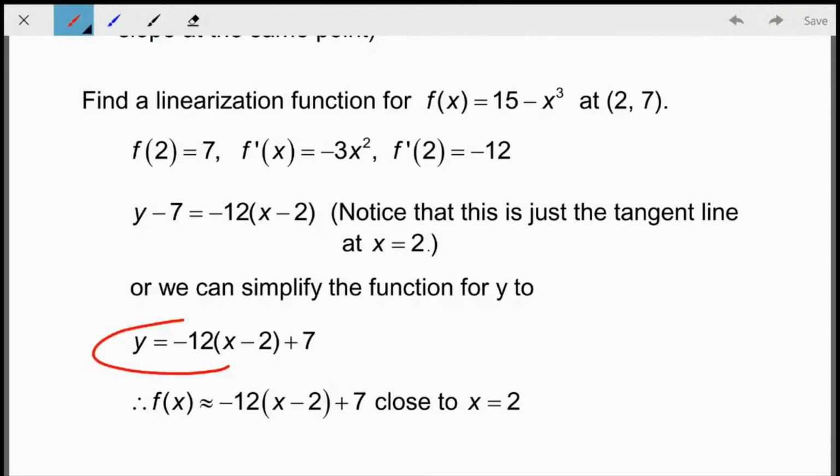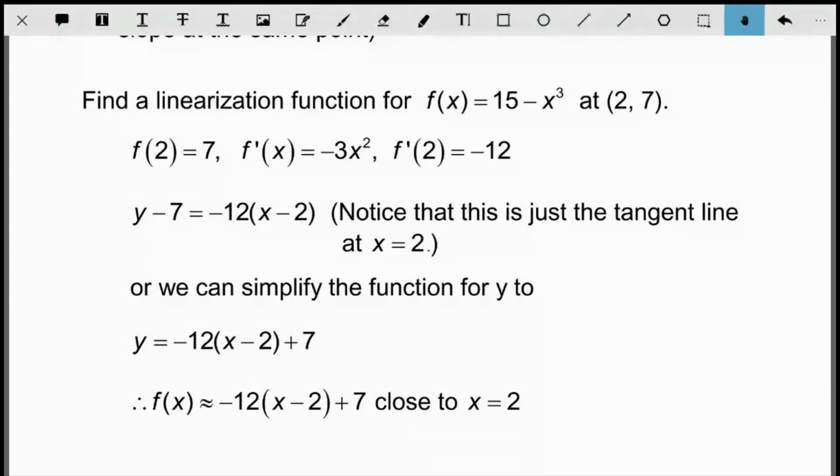And now what we're saying is our function value can be approximated by negative 12 times (x minus 2) plus 7 when we're close to the point where x is equal to 2. Okay, so that's really the end result of this, just trying to approximate a function by using a line instead of using a more complicated function.